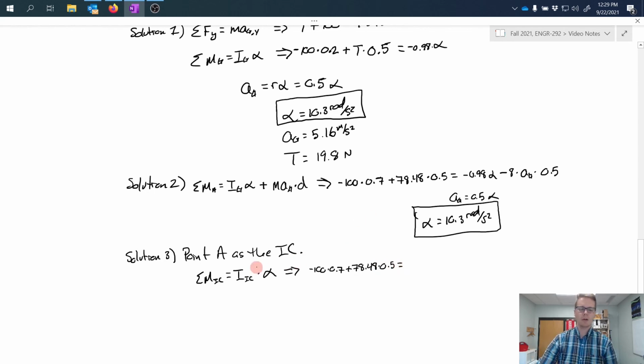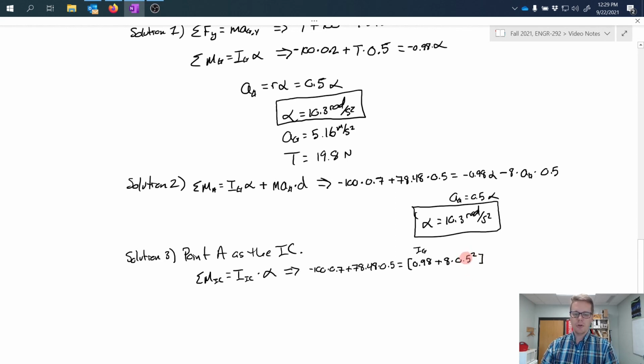My right-hand side now, I need to know the moment of inertia about the instantaneous center, or about point A. Well, to do that, I can write it in terms of the parallel axis theorem, which, if you'll recall, is basically the mass times the distance squared. So if I do that, I get 0.98, which was I of G, plus mass times distance squared, 0.5 squared. So this is the distance between G and A.